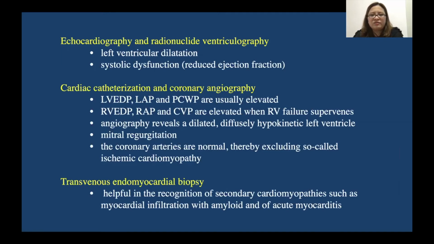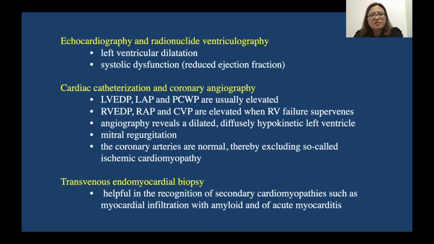During angiography, it reveals a dilated, diffusely hypokinetic LV, and there is presence of mitral regurgitation, while usually coronary angiograms reveal normal coronary arteries. So you are able to exclude ischemic cardiomyopathy in this case.